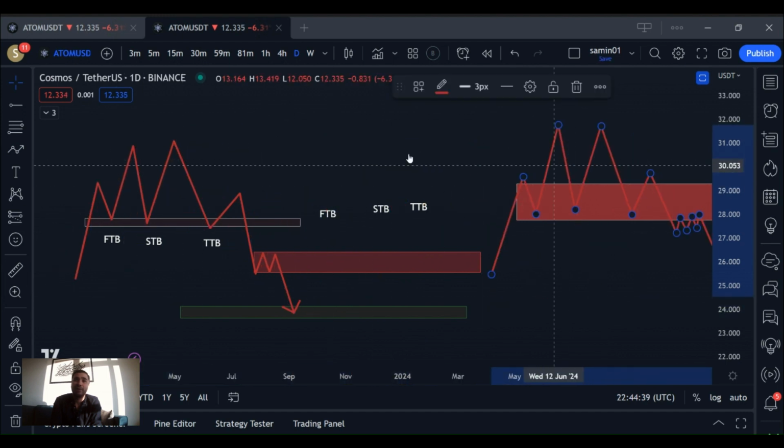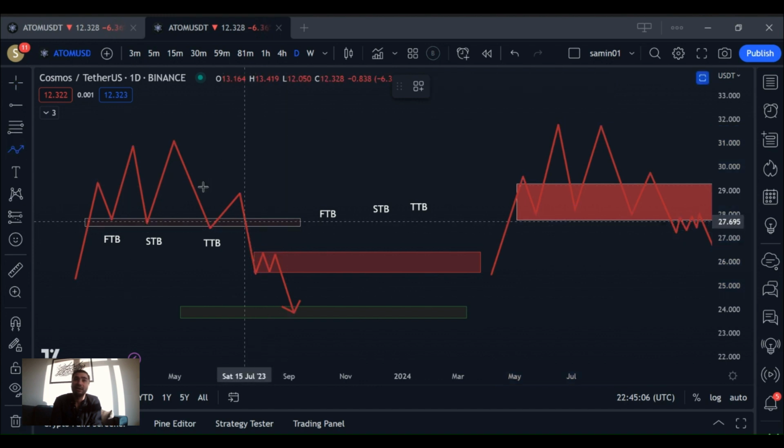What happens? The flag limit happens in the support zone or resistance zone. This is the SNR, S and R. S is from support, R is from resistance. This is the S and R zone. When the price wants to break down this S and R, and the price makes a flag in this S and R zone, this is the FL, or flag limit, after which it comes down.